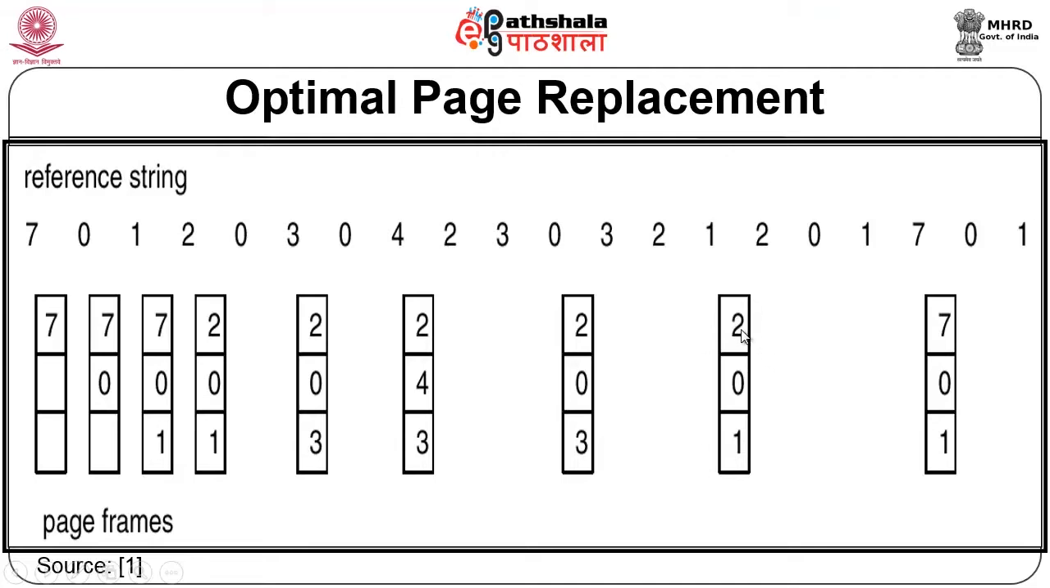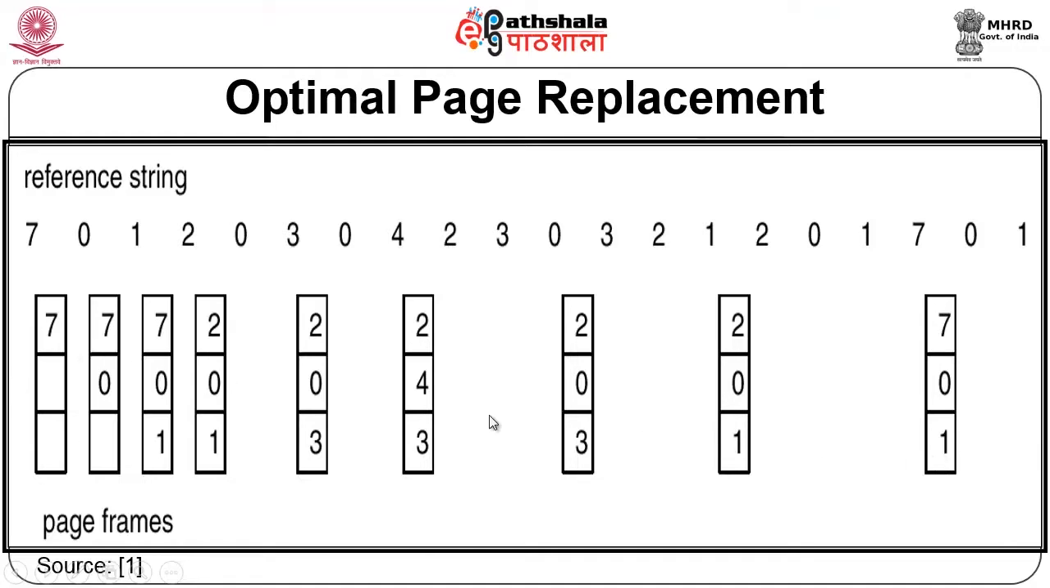So, you need to choose one of 2, 0 and 1 to bring this 7 inside. Of 2, 0 and 1, 0 will be referred to, 1 will be referred to and only then this 2 is referred to and hence 2 is removed and 7 is brought in. And for the next reference 0, it is a hit, it is present in memory. For the next reference 1, it is also present in memory.